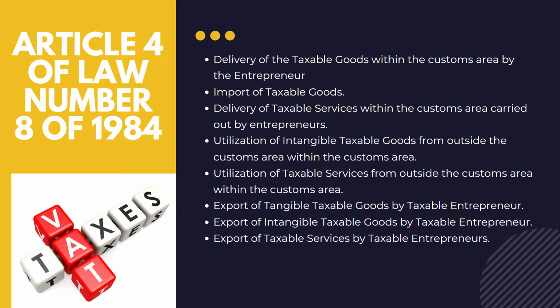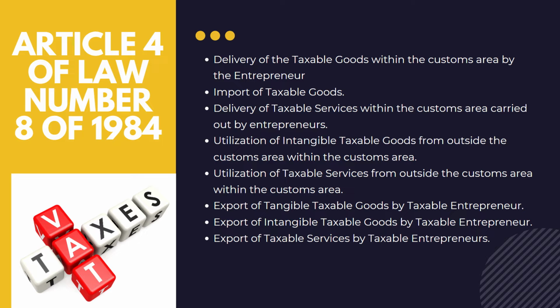delivery of taxable goods within the customs area by the entrepreneur. Second is import of taxable goods. The third is delivery of taxable services within the customs area carried out by the entrepreneurs. The fourth is utilization of intangible taxable goods from outside the customs area within the customs area. And the next is utilization of taxable services from outside the customs area within the customs area.